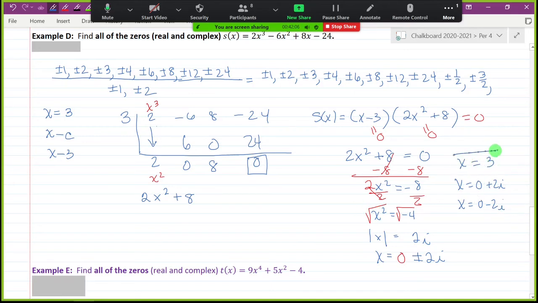X equals 3, x equals 0 plus 2i, x equals 0 minus 2i. And those are your 3 answers. All right, so if you're in the academic class, you're done. This last example here is for the honors class.